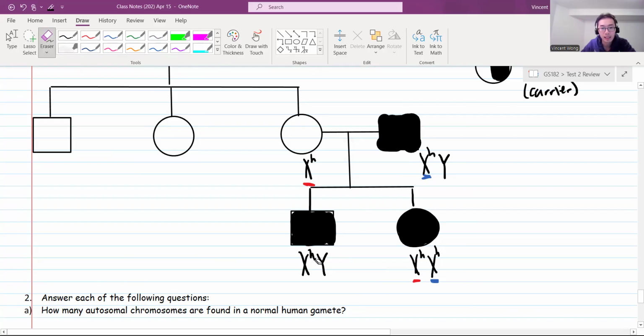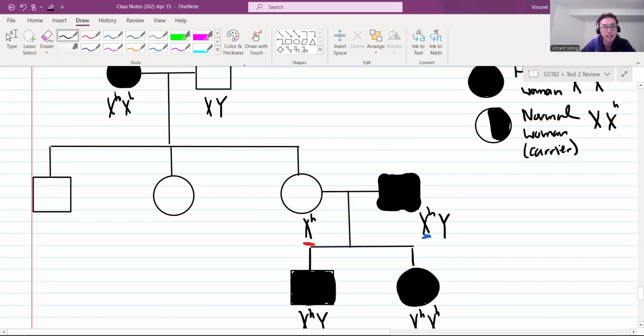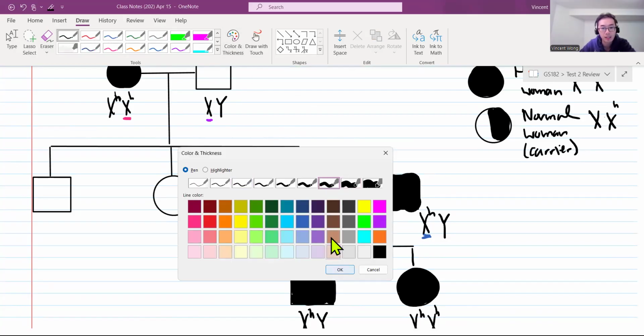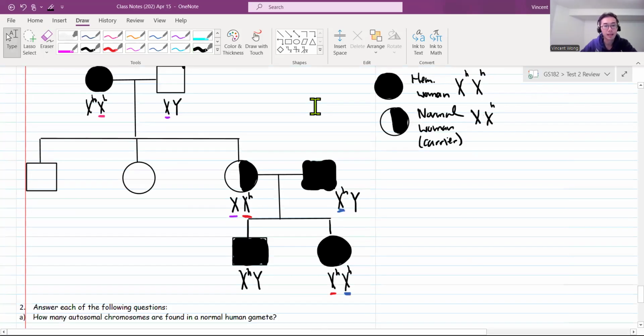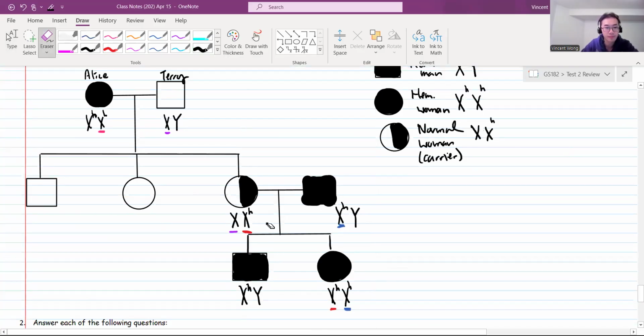What about the other one? Let's take a look here. The XH has to come from the mother because the father doesn't have a disease X to pass on. In fact, the father can only pass on a normal X. So that tells you this person must be a carrier. There's no other way. She's a carrier. And that's the family tree.